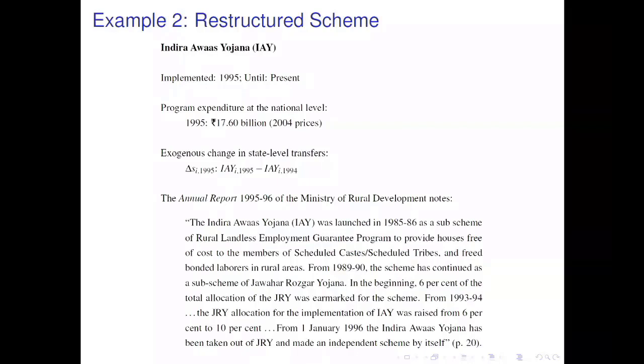So the restructured scheme is Indira Awas Yojana. Here, essentially, this is the narrative evidence that we're using. It gives you all the information on the program that it was earlier associated with, and how the expenditure increased. So we use all of this information to identify what the expenditure was in 1995 minus what the expenditure was in 1994. A case in point is, for example, we know that 6% of the previous program budget in JRY was associated with ARE-UWA. So that's essentially how we estimate what the expenditure in the previous program was, and then we take the difference.